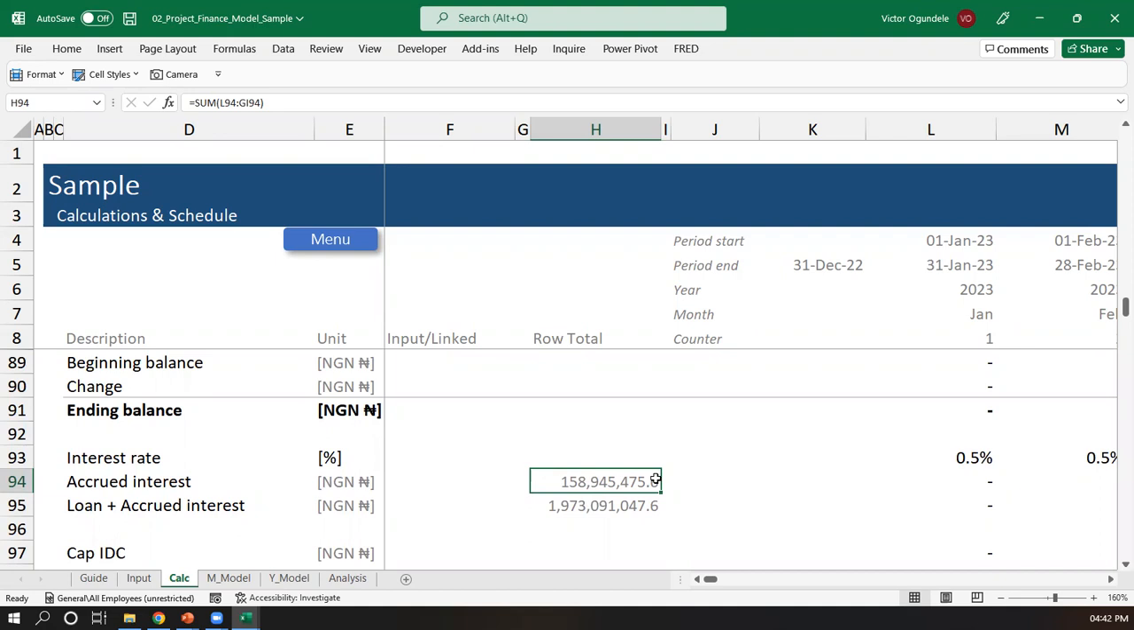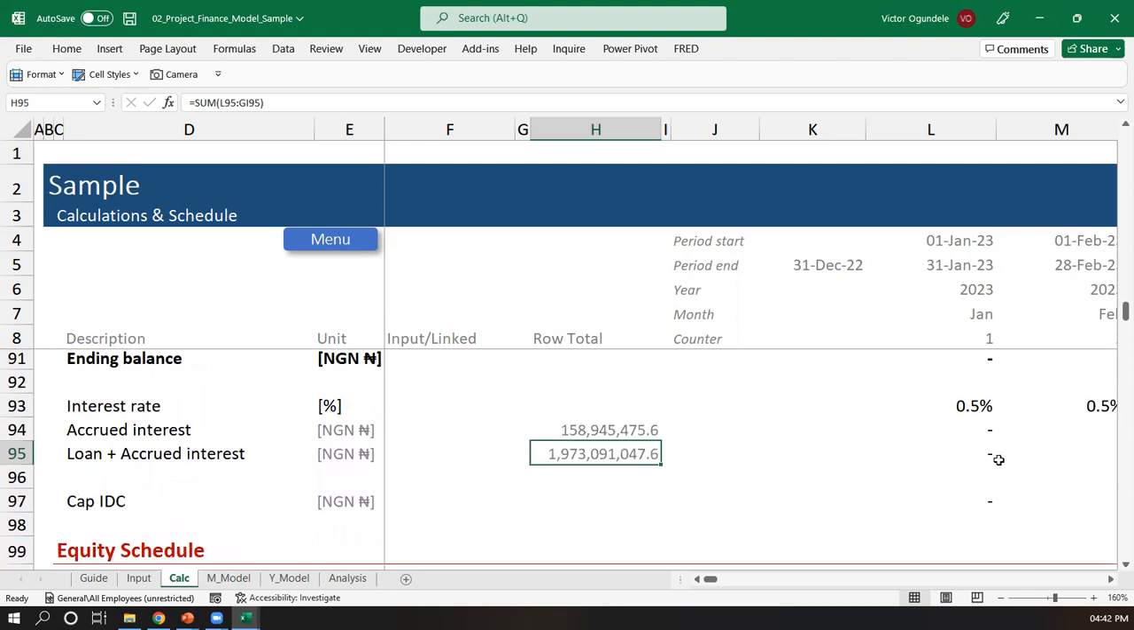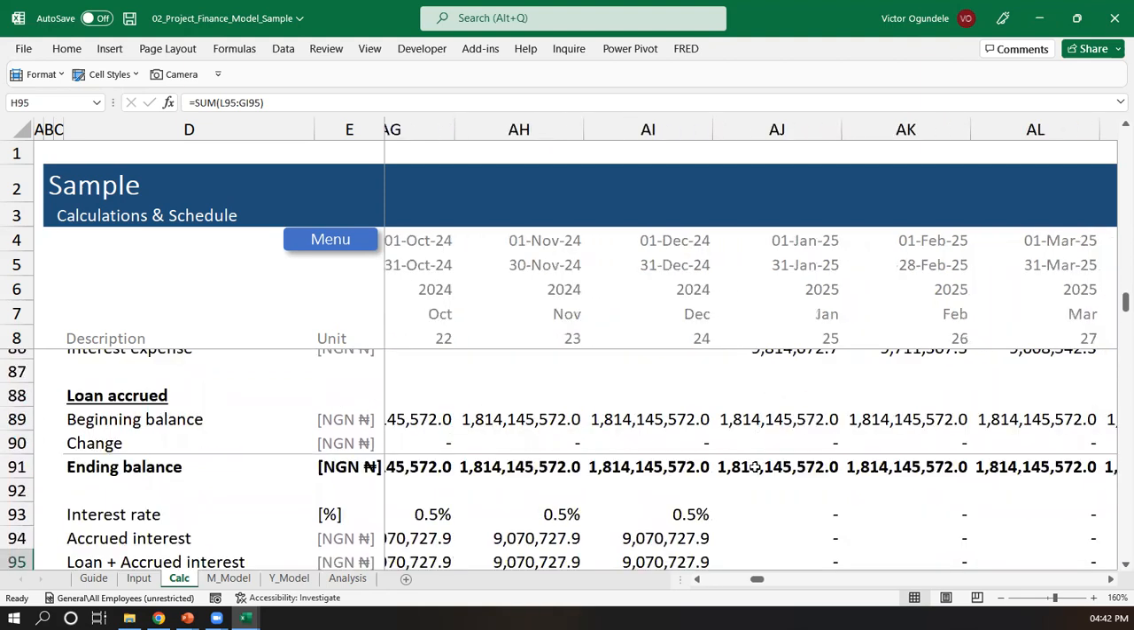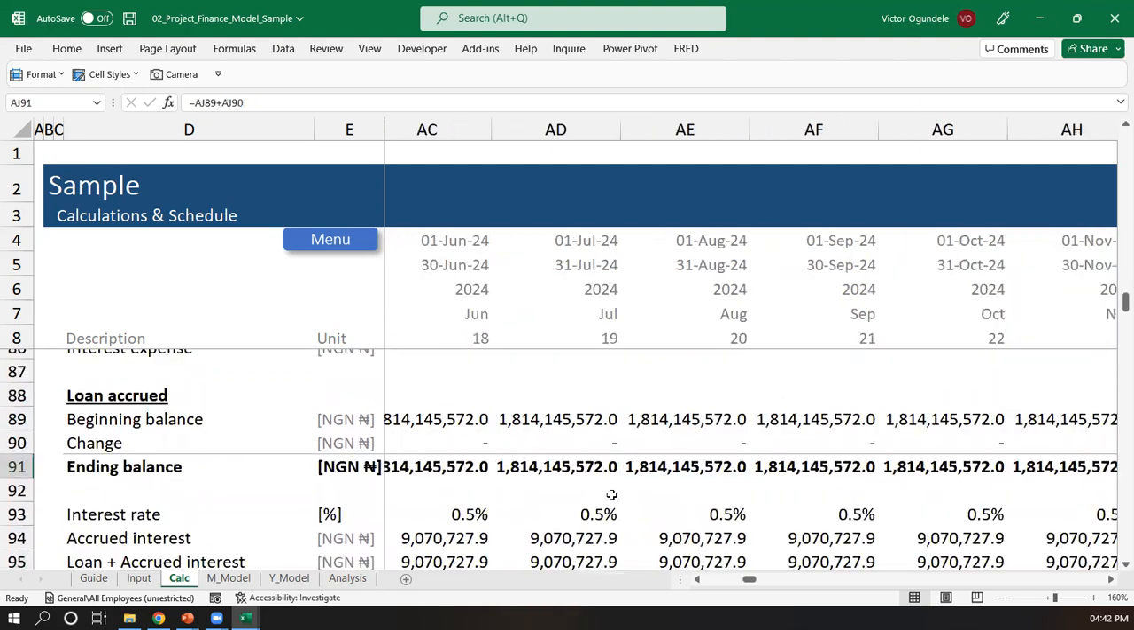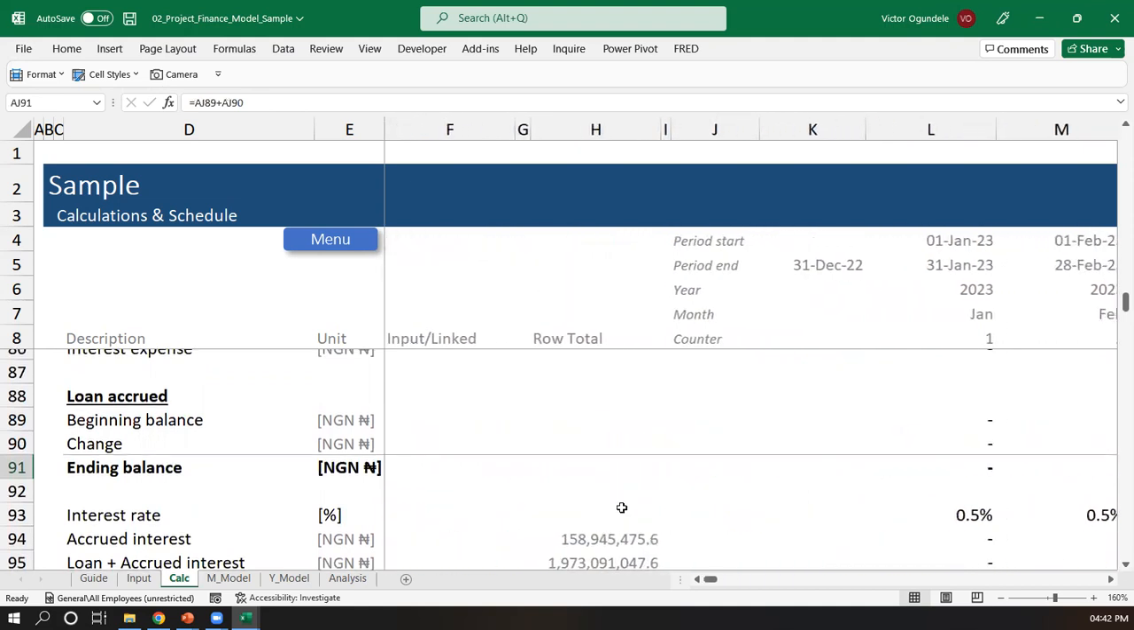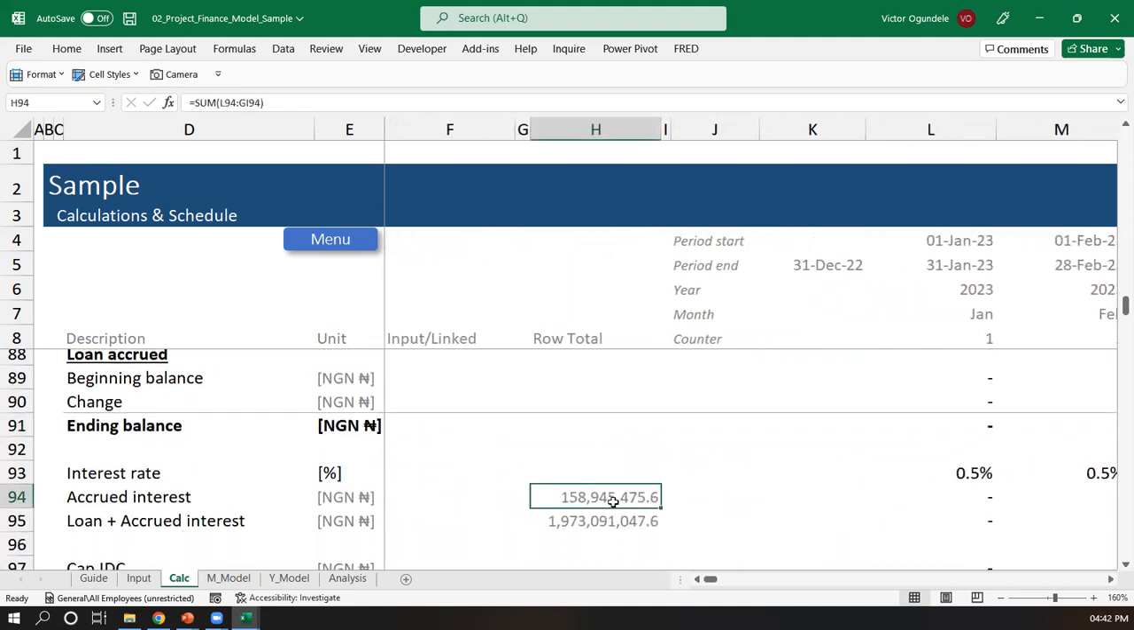That increase is going to do what? It's going to increase the financing obligation. And by the time you start paying, you will be paying 1.97 billion instead of the 1.8, because the interest has been accrued, capitalized and added. By the time you start paying, you'll be paying the whole actual amount and the interest that was accrued during your moratorium period. So that's it. Any other question?